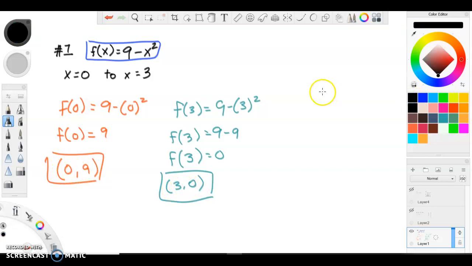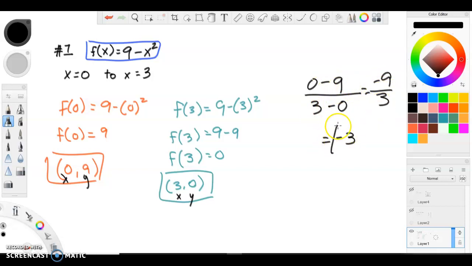Now I need to do the change in y's. So I like this as my starting point. So 0 was my last y, so 0 minus my starting y, which was 9. And divide by the change in my x's. My finishing x was 3 and my starting x was 0, so 3 minus 0. This is equal to negative 9 over 3, or negative 3. So there's our average rate of change in number 1.